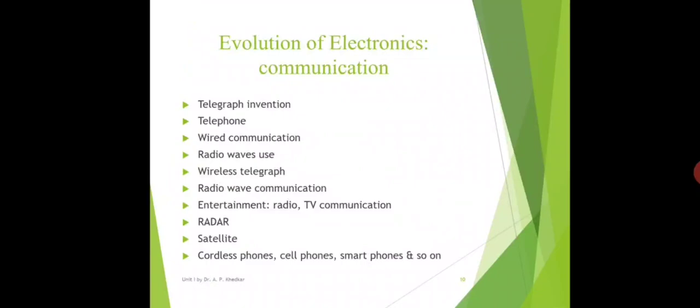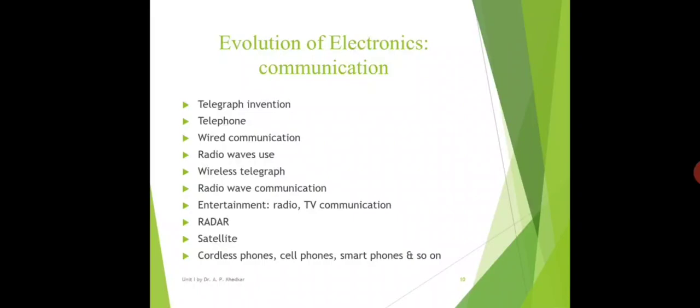Initially there was an invention of the telegraph for communication. Then later the telegraph was replaced by the most popular device, that is the telephone at Bell Labs. That was the wired telephone. Then that wired telephone was later used for data communication. Further, that wired technology was changed into wireless technology. Wireless technology was possible because of the use of radio waves, that is electromagnetic waves. So the wireless telegraph was invented.